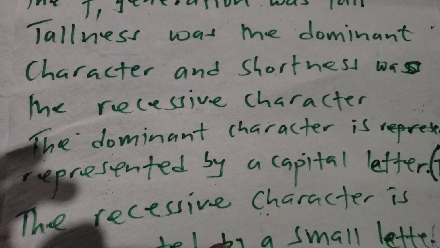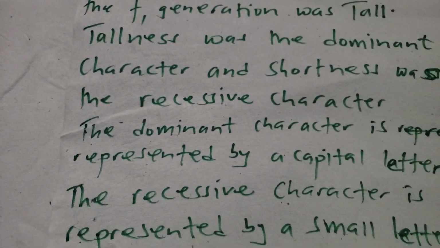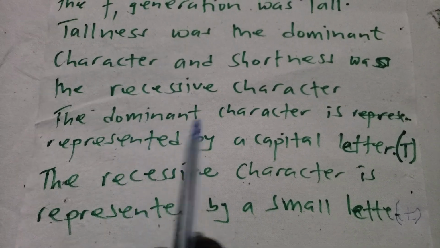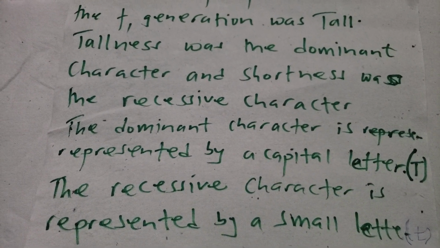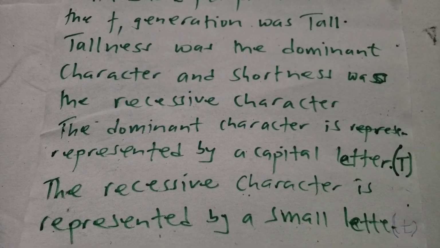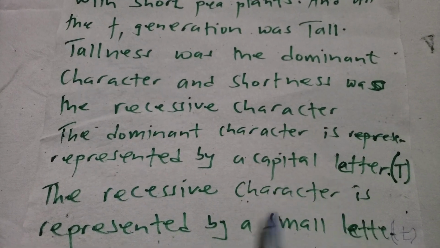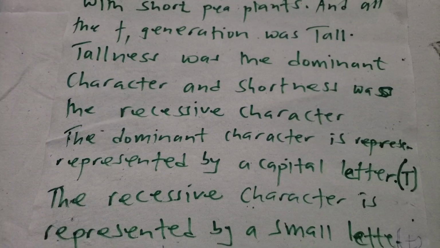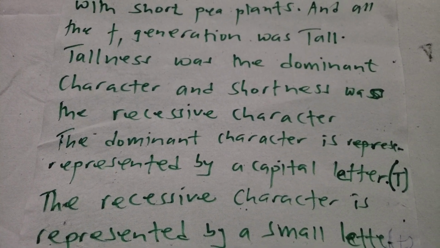Here we are saying that the dominant character is represented by a capital letter. Always when you are crossing, your dominant character must be represented by a capital letter, and the recessive character is represented by a small letter. So allow me to take you through the crossing of Mendel.